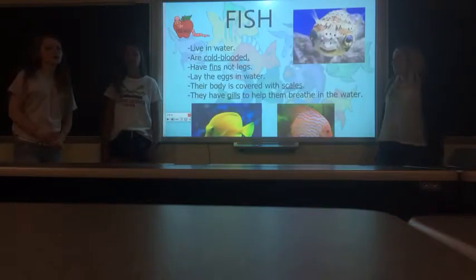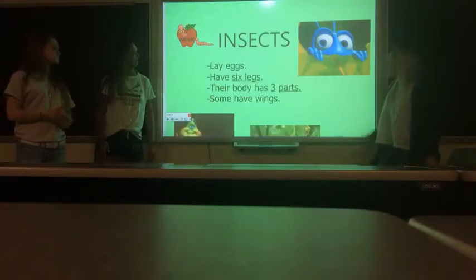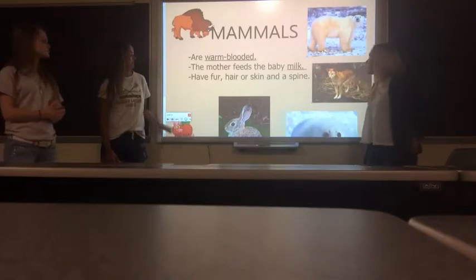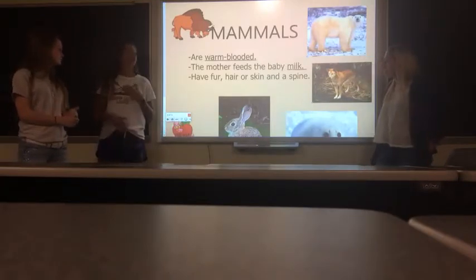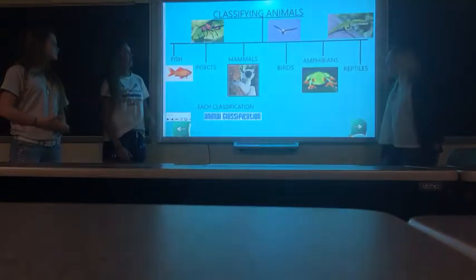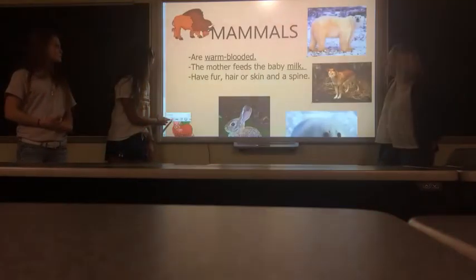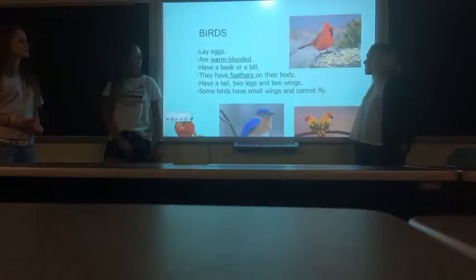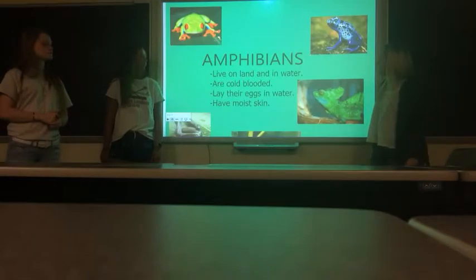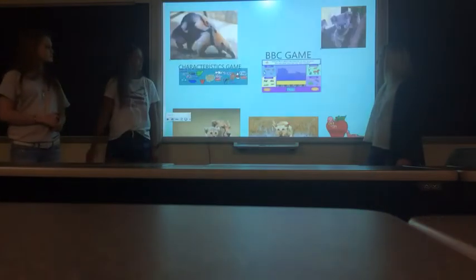Okay, so fish is our first one. And then we have insects. And mammals. And like we said, anytime that the kids get confused on what group they belong to, they can click this red apple and it jumps back to the tree diagram. So then birds. And amphibians. And reptiles. All right.